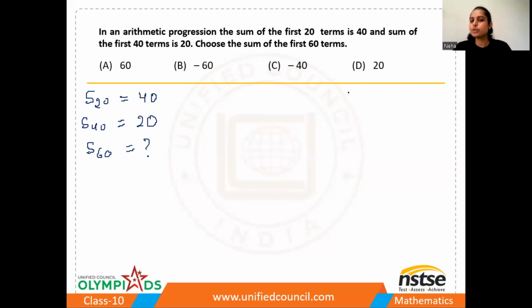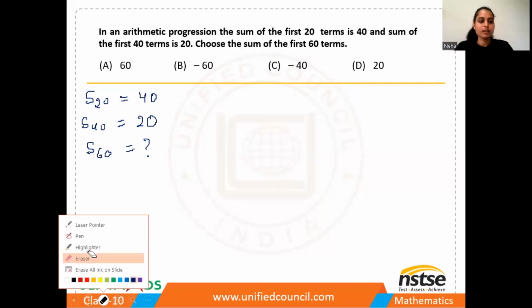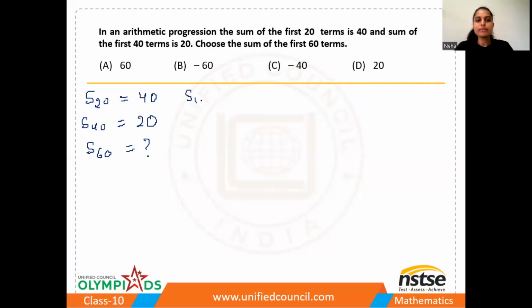And my dear students, we know that Sn, that is the sum of n terms in an arithmetic progression is, wait, let me write it here. Okay. So the sum of n terms in an arithmetic progression, that means Sn is n by 2 into 2a plus n minus 1 into d. Perfect? Correct?